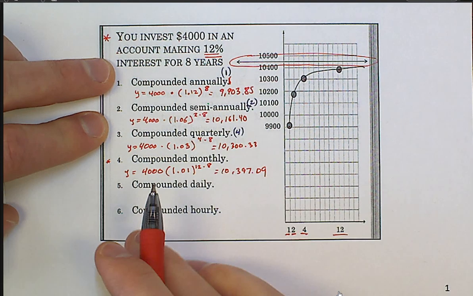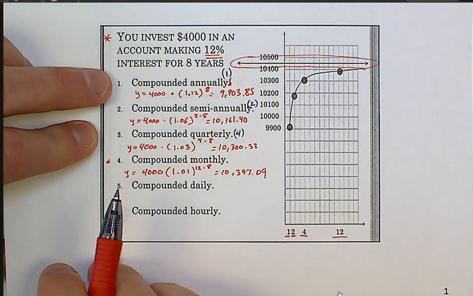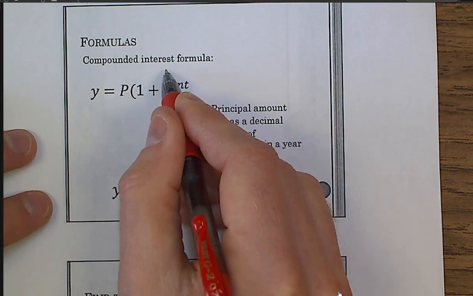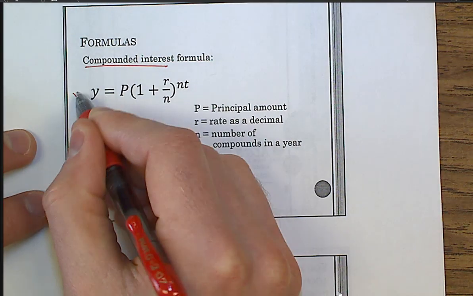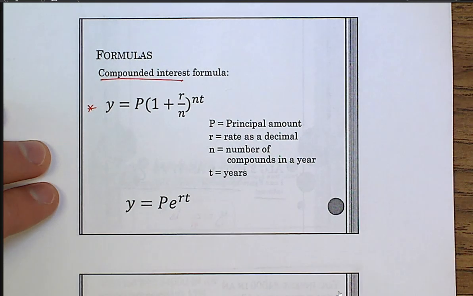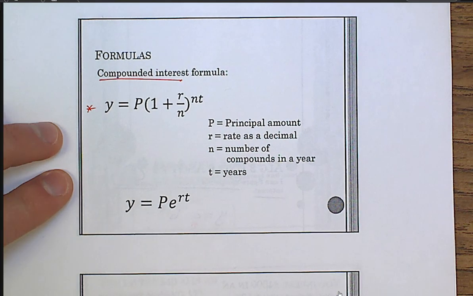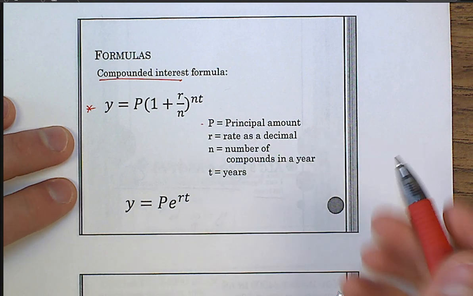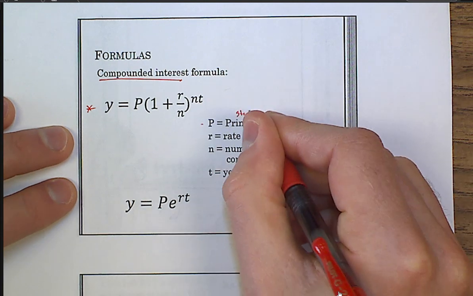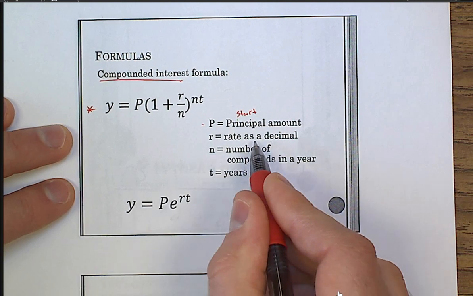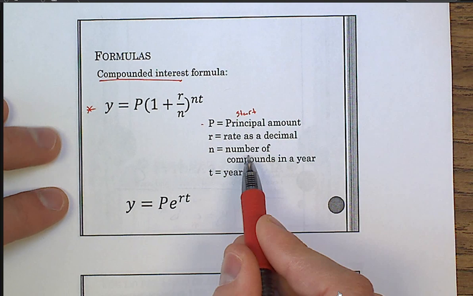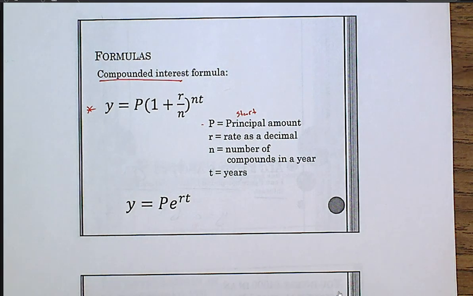If you were having a hard time understanding what I was doing there, we have a couple formulas for you. What we were just doing is compound interest, and this is the compound interest formula. All right? And here's what each letter represents. P is the principal, so that's what you start with. That's your starting amount. R is your interest rate as a decimal, so we were using 12%, so 0.12. N is the number of times it's compounded in a year, and T represents the number of years.